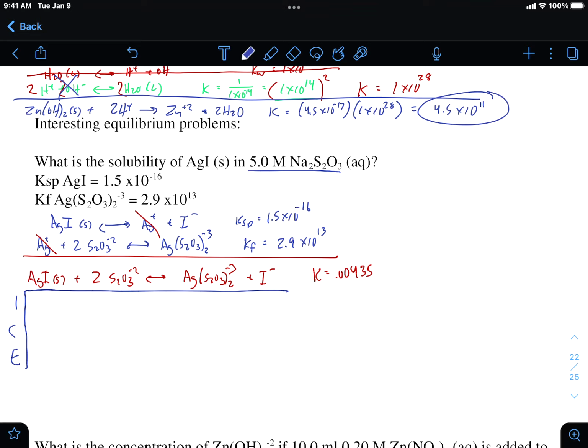The sodium is irrelevant because that's not even part of the equilibrium. It's completely soluble, but it's the thiosulfate that we need to account for. So the molarity of the thiosulfate is 5 in the initial column. Oops, actually, nothing goes there. That's a solid. All right, and then from this point on, you carry this out just like you would any standard equilibrium ICE table problem. Take a minute, finish it out, see what you get for your solubility.